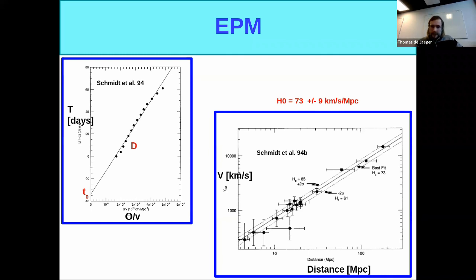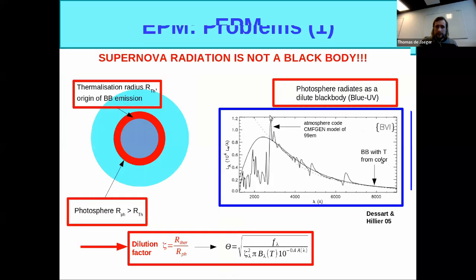So this is a fit in black. But you have a lot of issues with the EPM. First, the supernova radiation is not a black body. If you look at the position of the photosphere, the radius of the photosphere is bigger than the radius where the black body emissions come from.